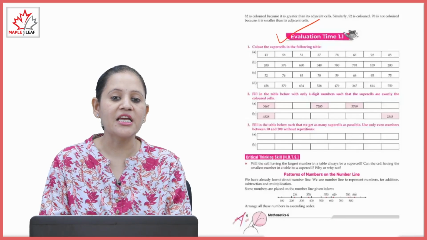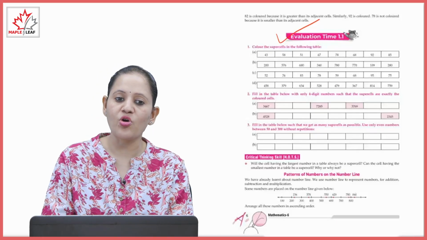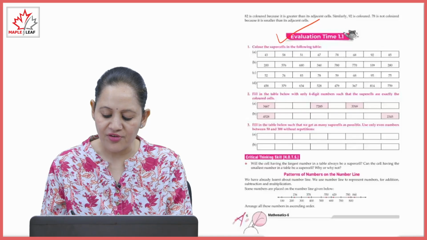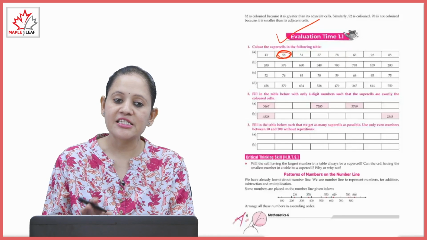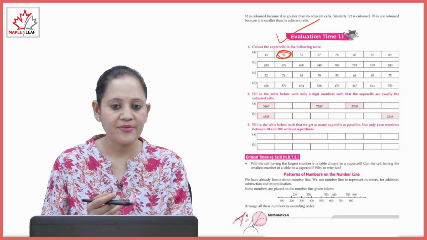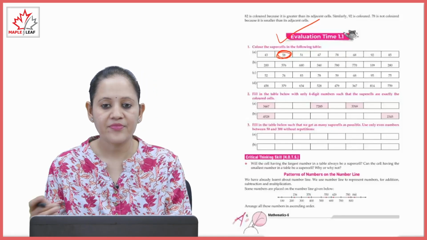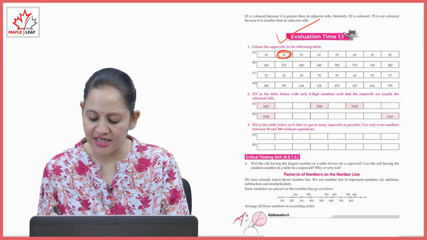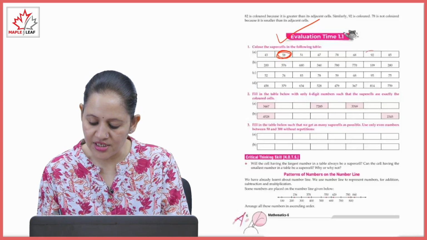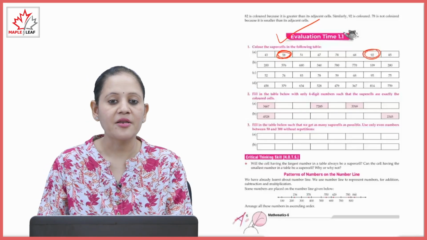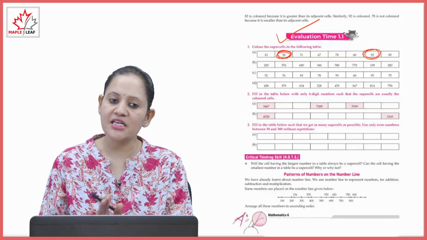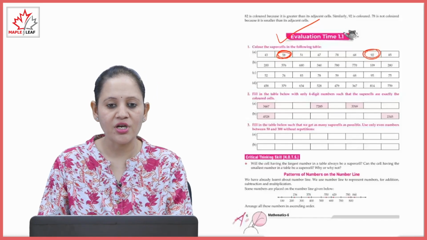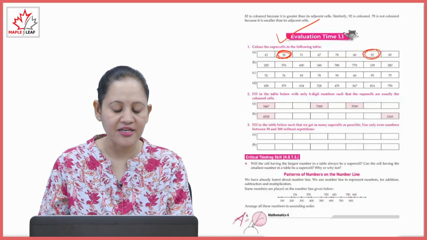Next is Evaluation Time 1.1. Color the supercells in the following table. So supercell को आपको color करना है. So here 52 is a supercell because इसके adjacent cell से ये greater है. Similarly अगर आप देखेंगे 92 is also a supercell because ये अपने adjacent जो नंबर है cells उनके नंबर से greater है. तो इस तरीके से आपको जो है नंबर supercell वाले color करने हैं.